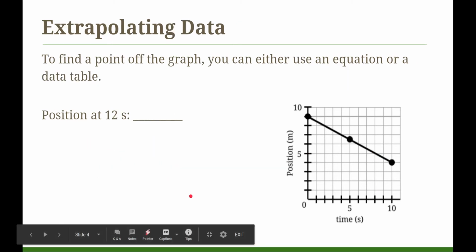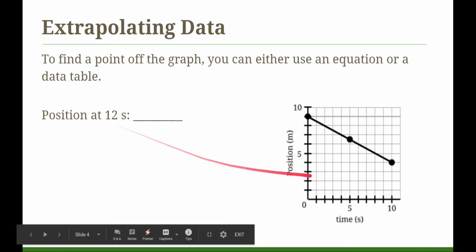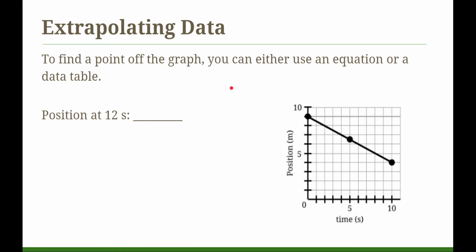If we want to extrapolate data, that means if we want to find out something that's off the graph. So in this case, the question is, what is the position at 12 seconds? We can't just read the graph now because our graph ends at 10 seconds. So we could either draw a line to continue it, or we can make a data table, or we can make an equation. So we'll start first with a data table.